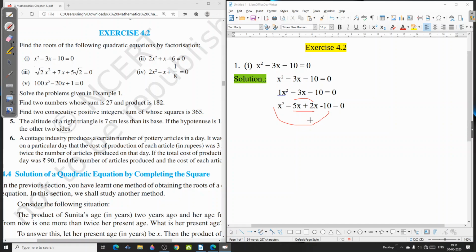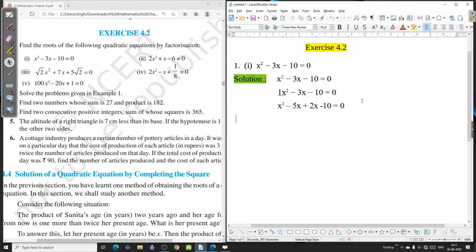This should be the condition: when you multiply the two middle terms' coefficients, it should be equal to a into c. What is a here? 1. What is c? Minus 10. If this is not true, then your factorization will be incorrect. So now let us go further.